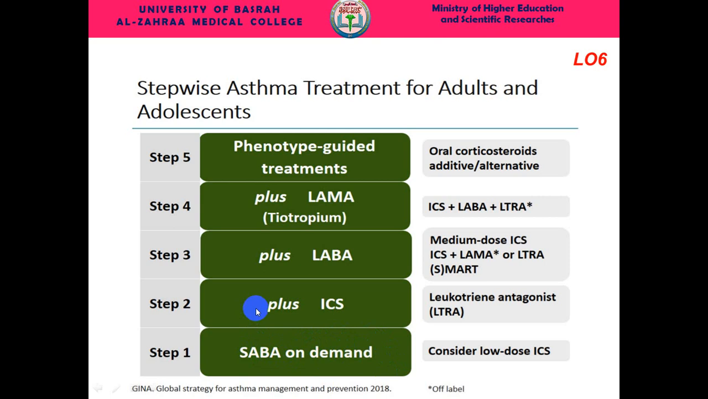While in step 2, we give short-acting beta agonist plus inhaled corticosteroid. In step 3, we add to these 2 a long-acting beta agonist. And step 4, in addition to the previous steps, we add long-acting muscarinic antagonist. While in step 5, usually we give additive treatment like oral corticosteroids.